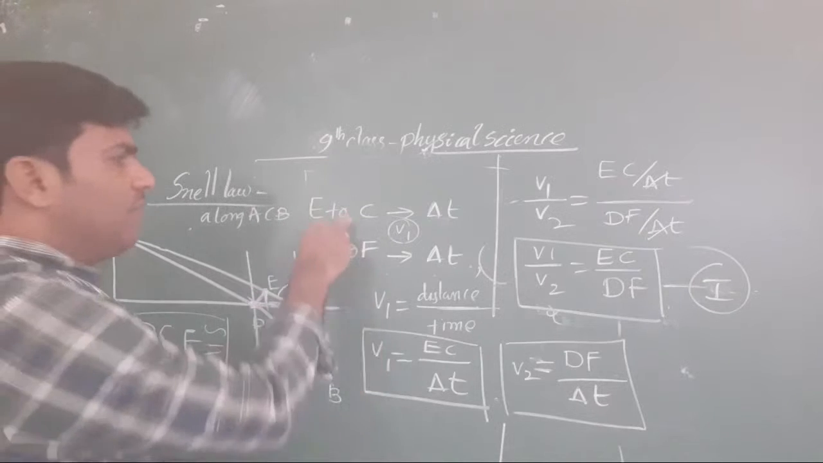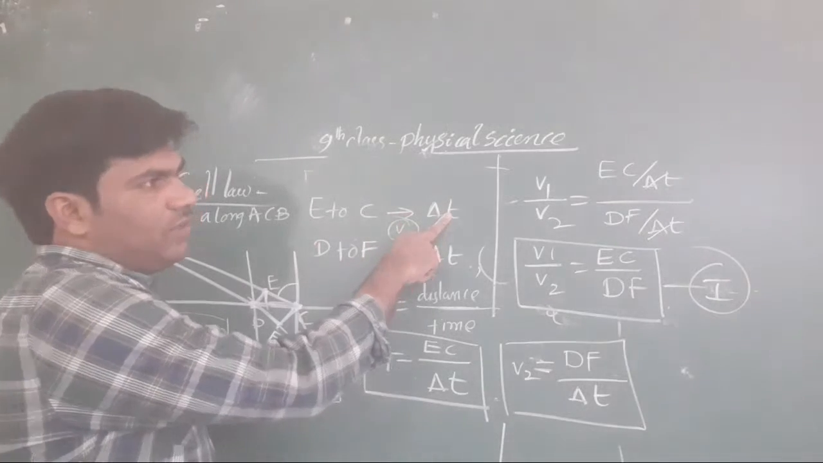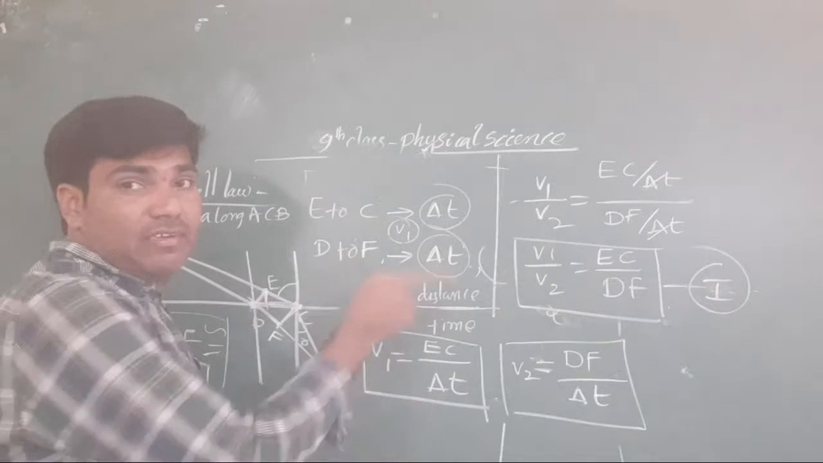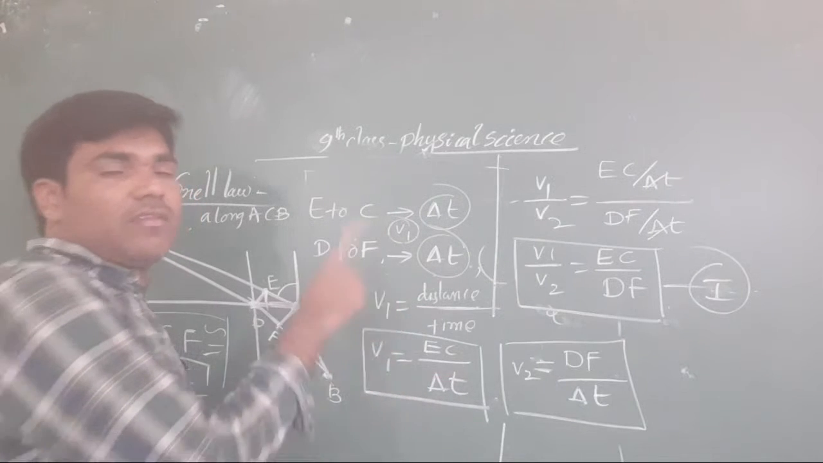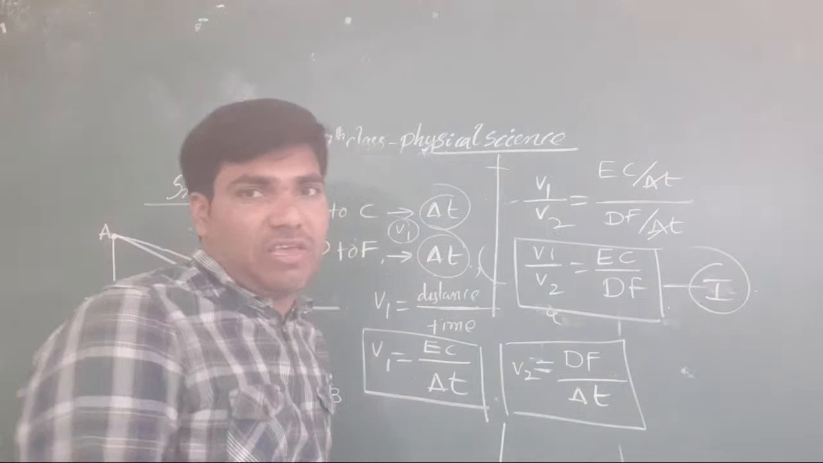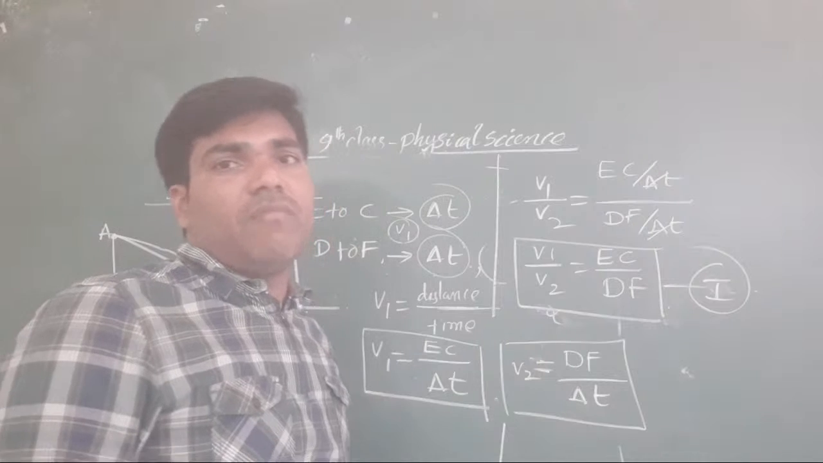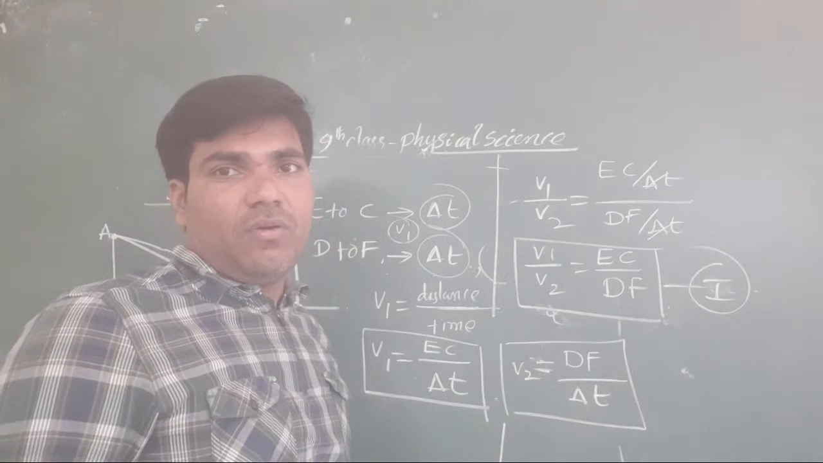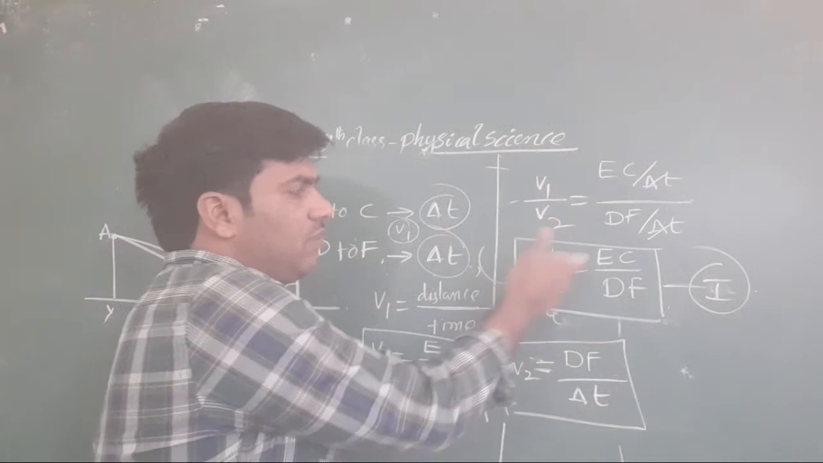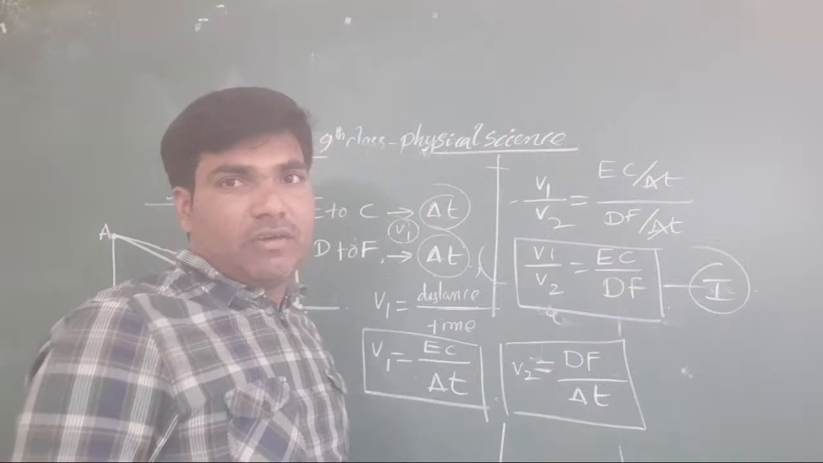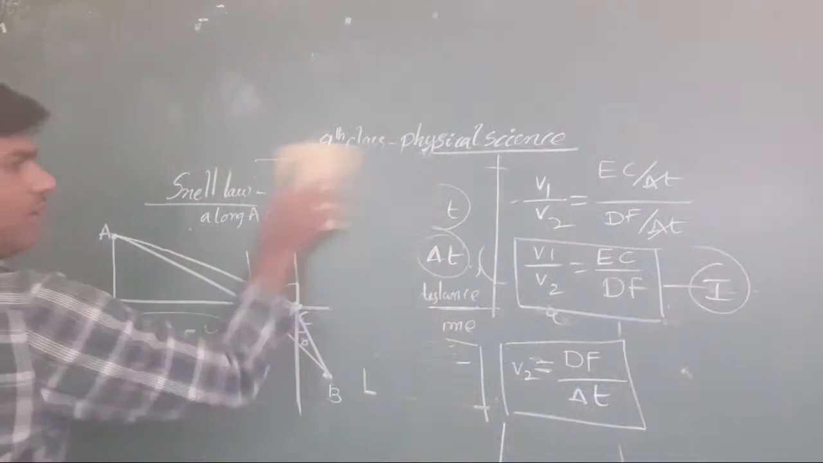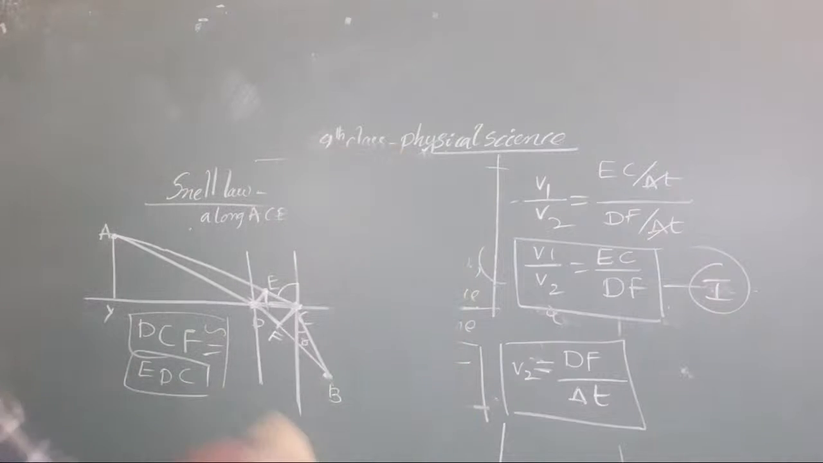That's why we have considered the time taken to be the same. At that time the velocities are different. Why? Because one is land, another one is water. But the travelling time is the same, and the velocities are different. Based on that formula we wrote the ratio: V1 by V2 is equal to EC by DF. Now we take the angles. Okay, clear or not, all the students? Angles discussion.